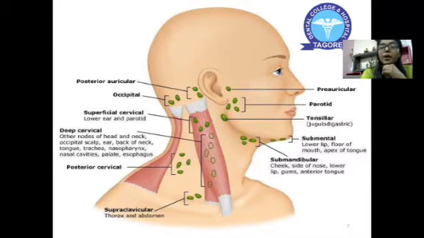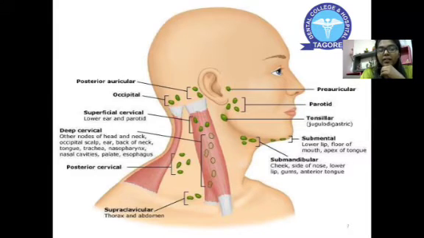And then come the parotid lymph nodes. Parotid lymph nodes are located superficial to the capsule of the parotid gland, and they drain the eyelid, the temple, the prominence of the cheek, and the auricle. And also the efferents of these parotid lymph nodes lie deep in the parotid nodes and the superficial cervical nodes.